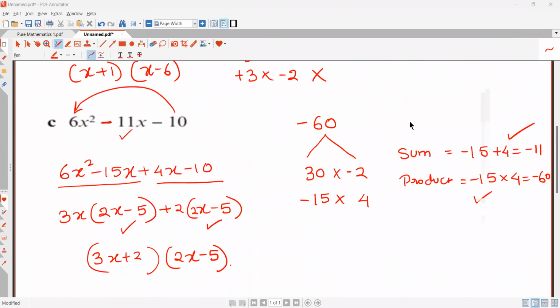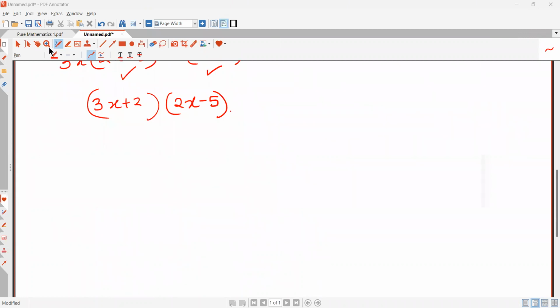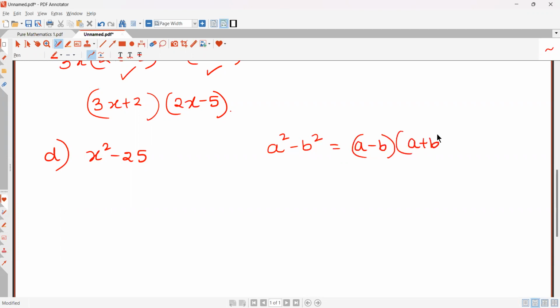D part is x squared minus 25. Remember, when you see this, always remember this, a square minus b square, which I recently taught you, is a minus b, a plus b. So what is x square? Here, x square. 25, can I write it as 5 square? Now, does this look like this? So this one, can I write x minus 5, x plus 5?